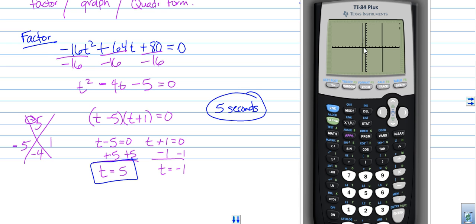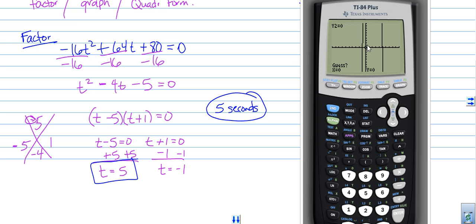Okay, and you get a kind of a visual. It looks like it goes through -1, and it looks like it kind of goes through 5, but we want to see it. And remember, we have a negative answer and a positive answer. Since this is real life, we want to talk about the positive answer. Okay, so the first curve, just press enter. Second curve, press enter, and then it's going to say guess.